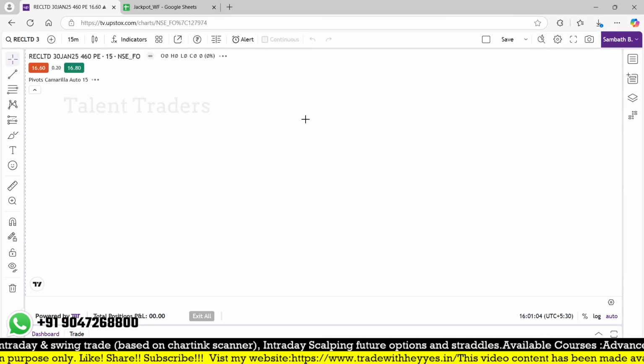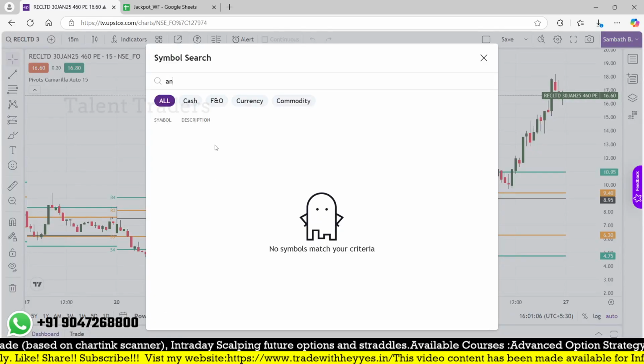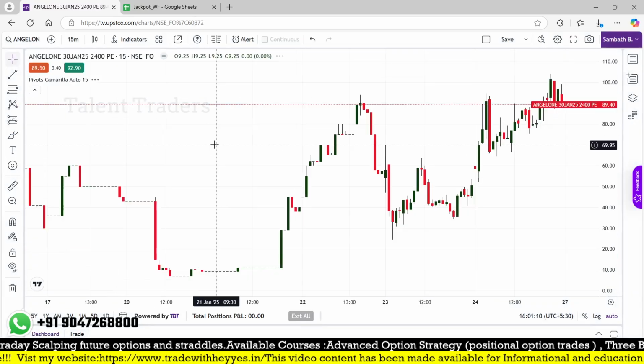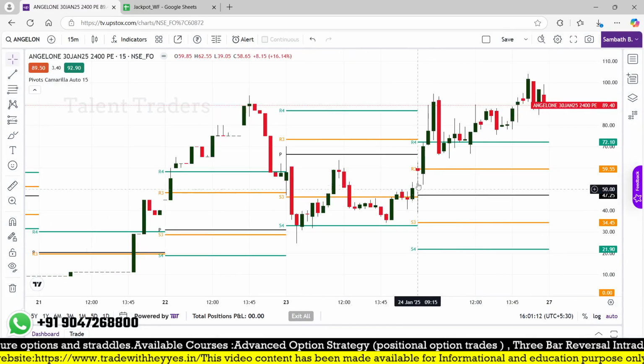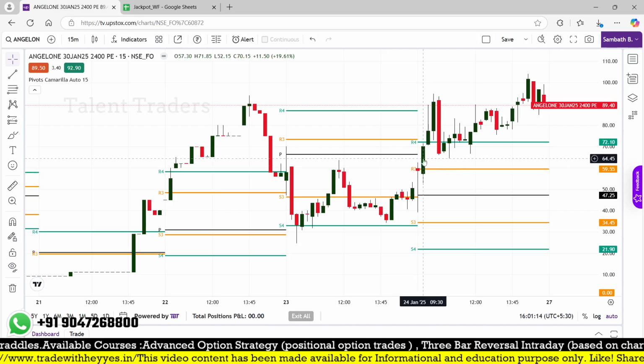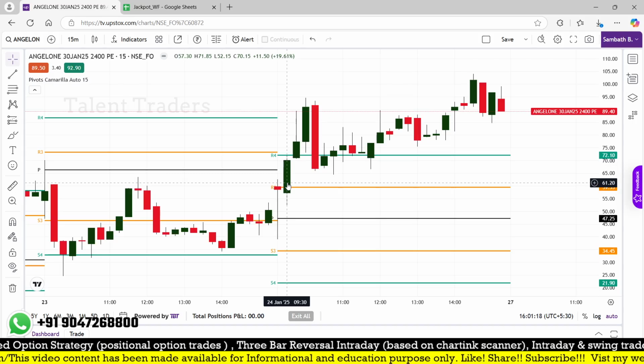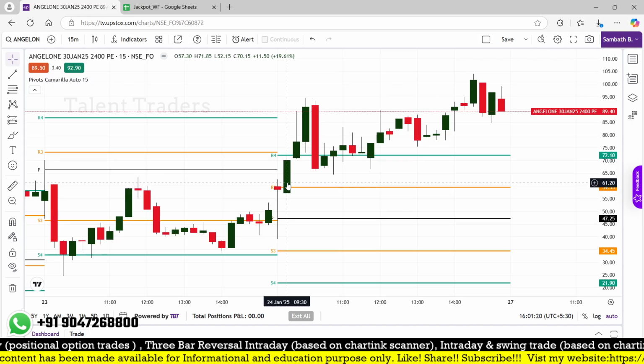So let me go for the Angel One 2400 put strike price based on our scanner. If you look at this, it would also be a valid trade. Sorry, on the second candle, the R4 level is 72.1, and its high is 71.85.